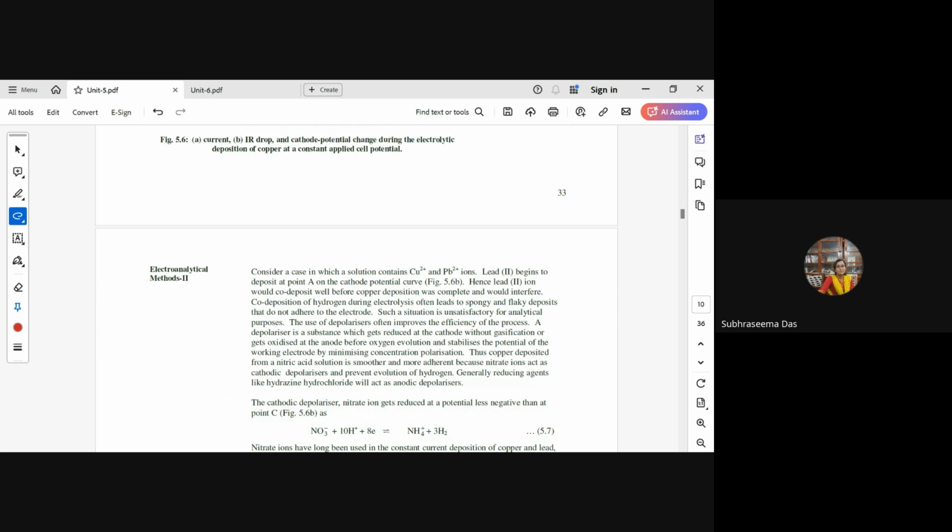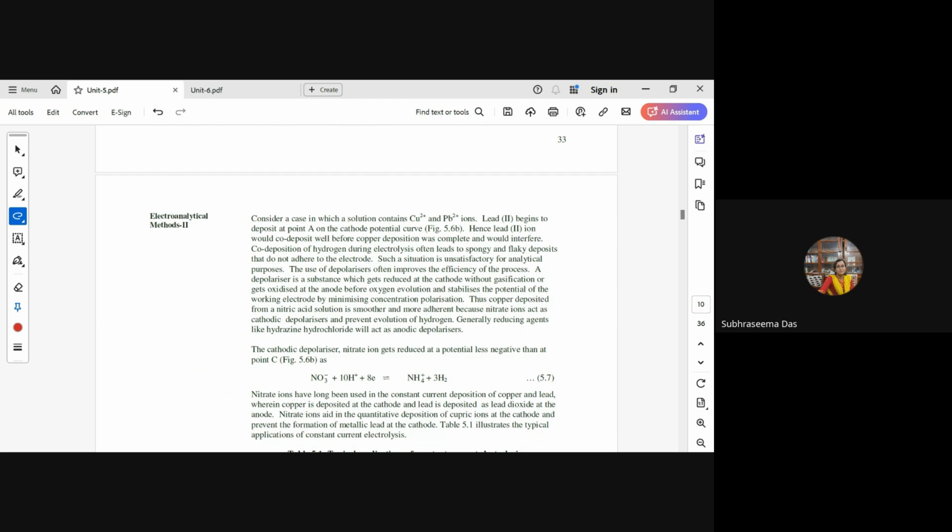The co-deposition of hydrogen during the electrolysis leads to the formation of very bad deposits. The deposits that are formed here are not very strong in nature. Such a situation is unsatisfactory. Thus, in this case, since there is interference, depolarizers are used as they improve the efficiency of the process.